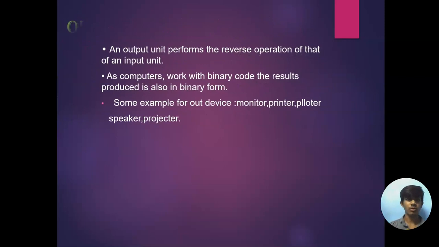Finally, the output unit. An output unit performs the reverse operations of an input unit. What we give as input to the computer is processed, and it will give the output here. Output devices are monitor, printer, plotter, speaker, etc. A computer works with binary code. The results processed are also in binary form.